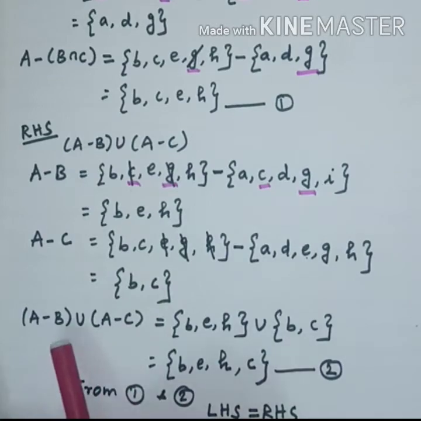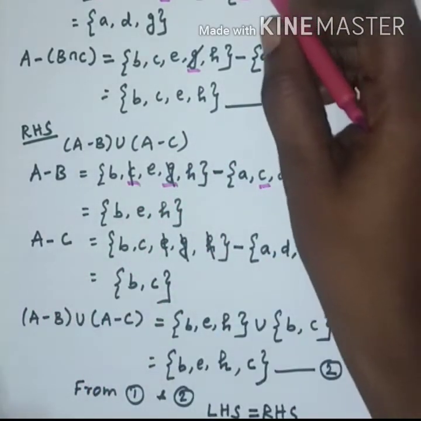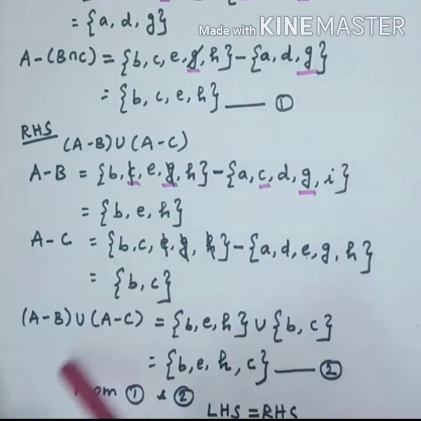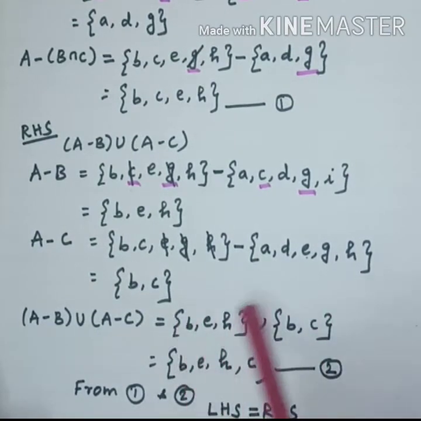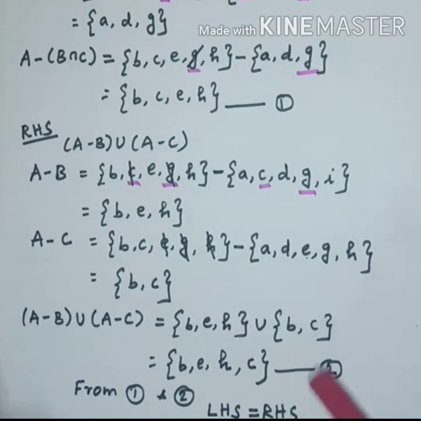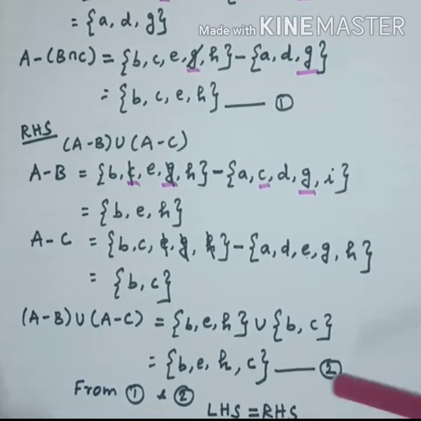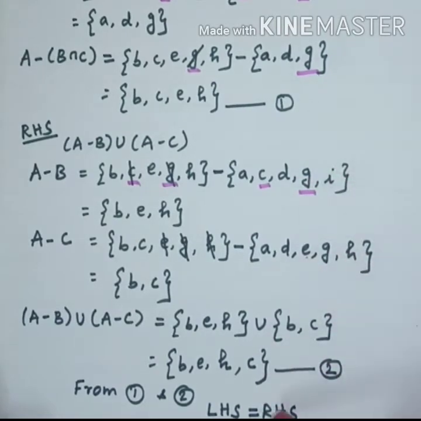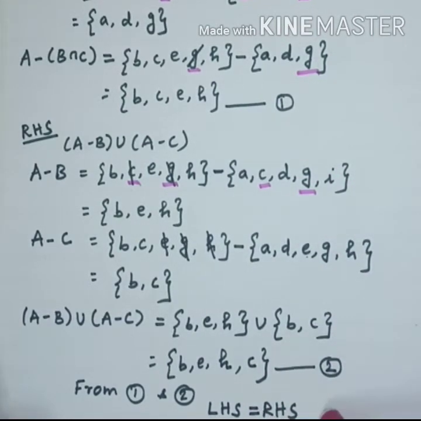And then the right hand side fully is (A minus B) union (A minus C). The union symbol is given in between the sets, so you have to combine these two sets together. So you get that 1 and 2 are equal. Okay, the left hand side and right hand side are equal. You have to prove this answer.